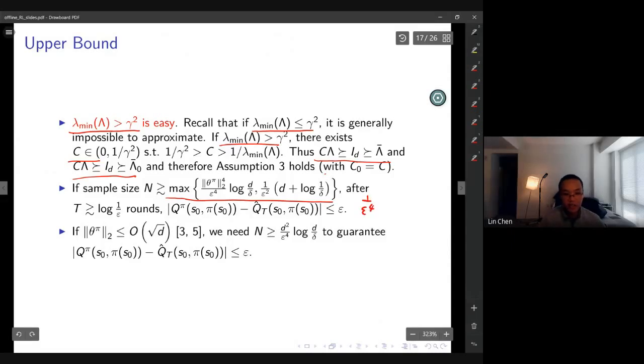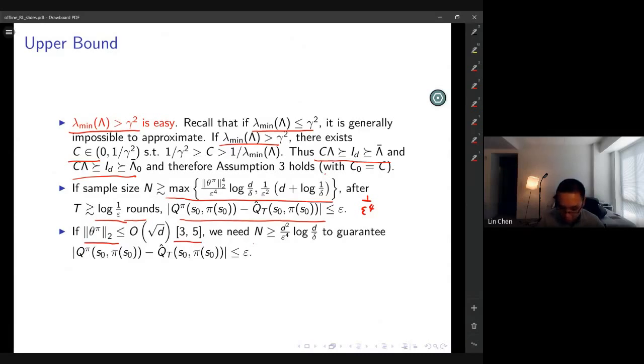But as Nan suggests, I also agree that this may be improved. And after log 1 over epsilon rounds, we have the additive error upper bounded by epsilon. And if we assume additionally that the norm of the parameter is upper bounded by root d, as assumed in these two papers, then we need d squared over epsilon to the 4 times log d over delta samples to guarantee that the approximation error is upper bounded by epsilon. So these are the three interpretations of the upper bound.